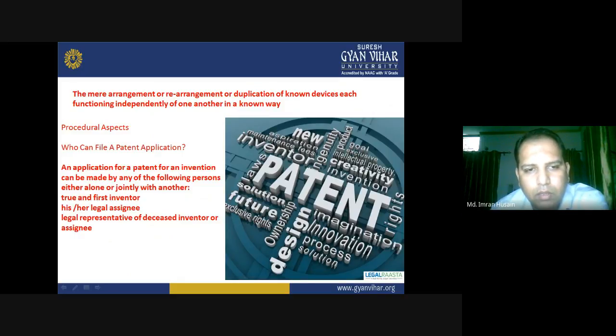An application for a patent for an invention can be made by any of the following persons, either alone or jointly with another: the true and first inventor, his or her legal assignee, or the legal representative of a deceased inventor or assignee.